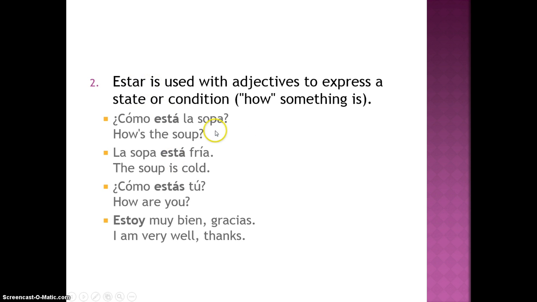Estar is also used with adjectives to express a state or condition, so how something is right now. ¿Cómo está la sopa? How is the soup? La sopa está fría. The soup is cold. ¿Cómo estás tú? How are you? This was the very first form of estar that you ever learned. And these adjectives would be adjectives that can change in a very short amount of time. So for example, if I asked you, ¿Cómo está la sopa? And you said, La sopa está fría. Well, we'll just put it in the microwave and it's going to change in less than 5 minutes. So that's basically a temporary state or condition.